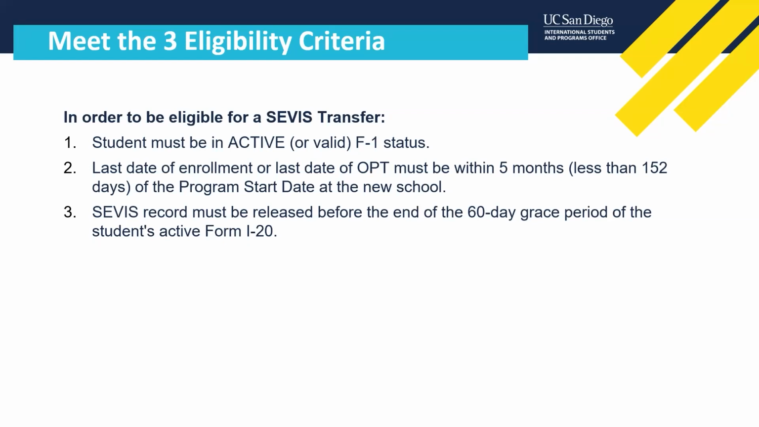So some common questions that F1 students typically ask when they're trying to determine whether they're eligible for transfer is, where do I find my program end date? How do I know when my grace period starts and ends? In other words, how do I figure out my own deadline to transfer? So let's talk about how to determine your program end date.